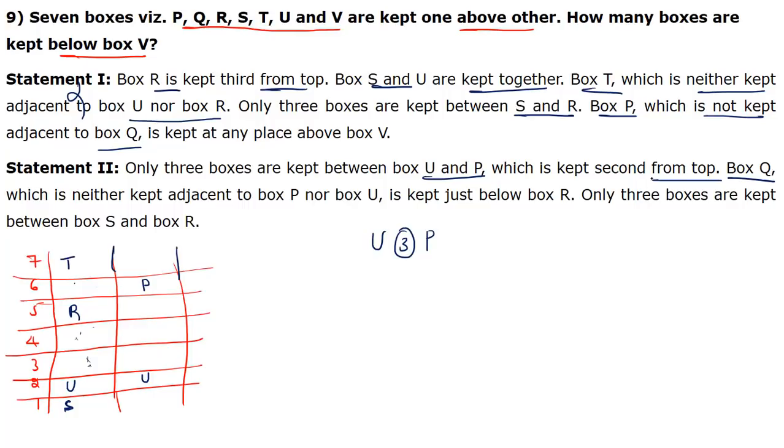The next one is box Q, which is neither kept adjacent to box P nor box U. So see here friends, box Q cannot be an immediate neighbor to P or U. So Q cannot be here, Q cannot be here. If Q cannot be in any of these three places and these three places, there is only one possibility: Q has to be at this particular place.